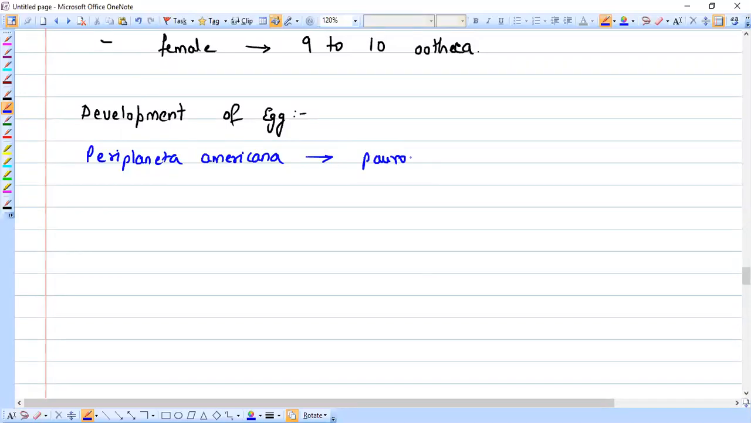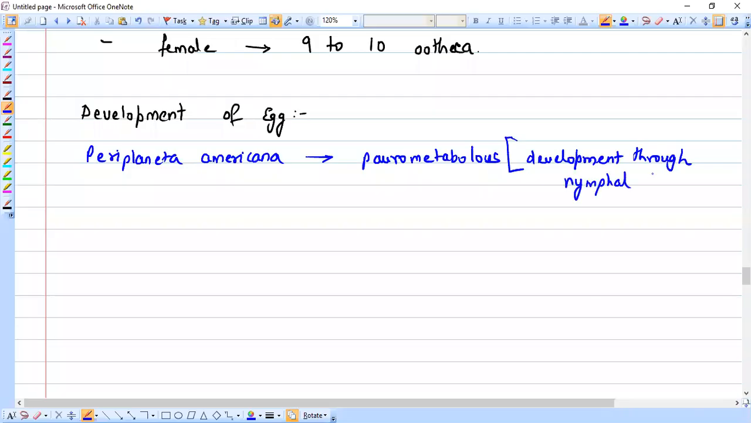Now what do you mean by the word Paurometabolous? Paurometabolous means there is development through nymphal stage. When we use this word Paurometabolous, remember: development through nymphal stage. Nymph means the small one. So development is taking place through the nymphal stage. That is what Paurometabolous is. Now the temperature is also a factor that will allow the Uthika to develop.